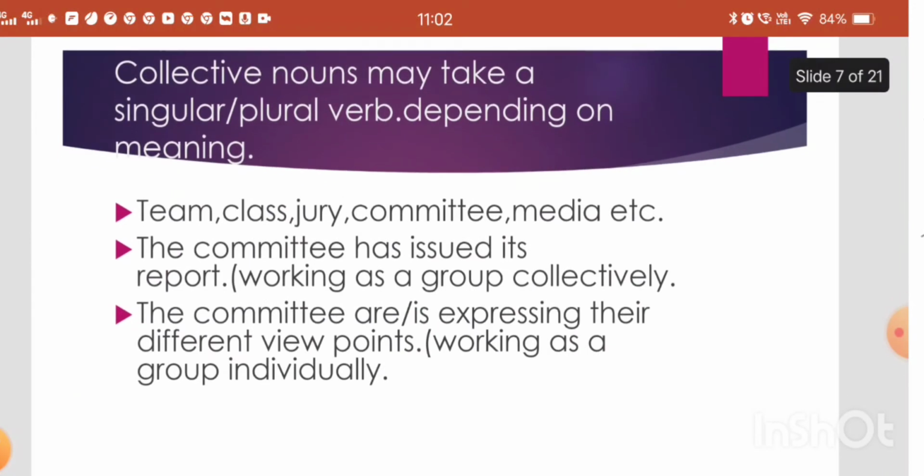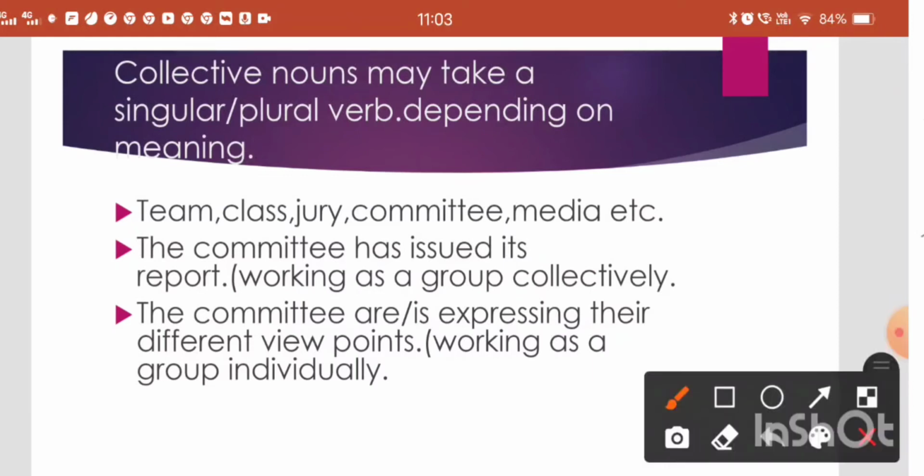Next important point is collective nouns. Collective nouns are a collection of people or things taken together as one unit. They may take either a singular verb or a plural verb depending on the meaning. Team, class, jury, committee, media: they are collective nouns.